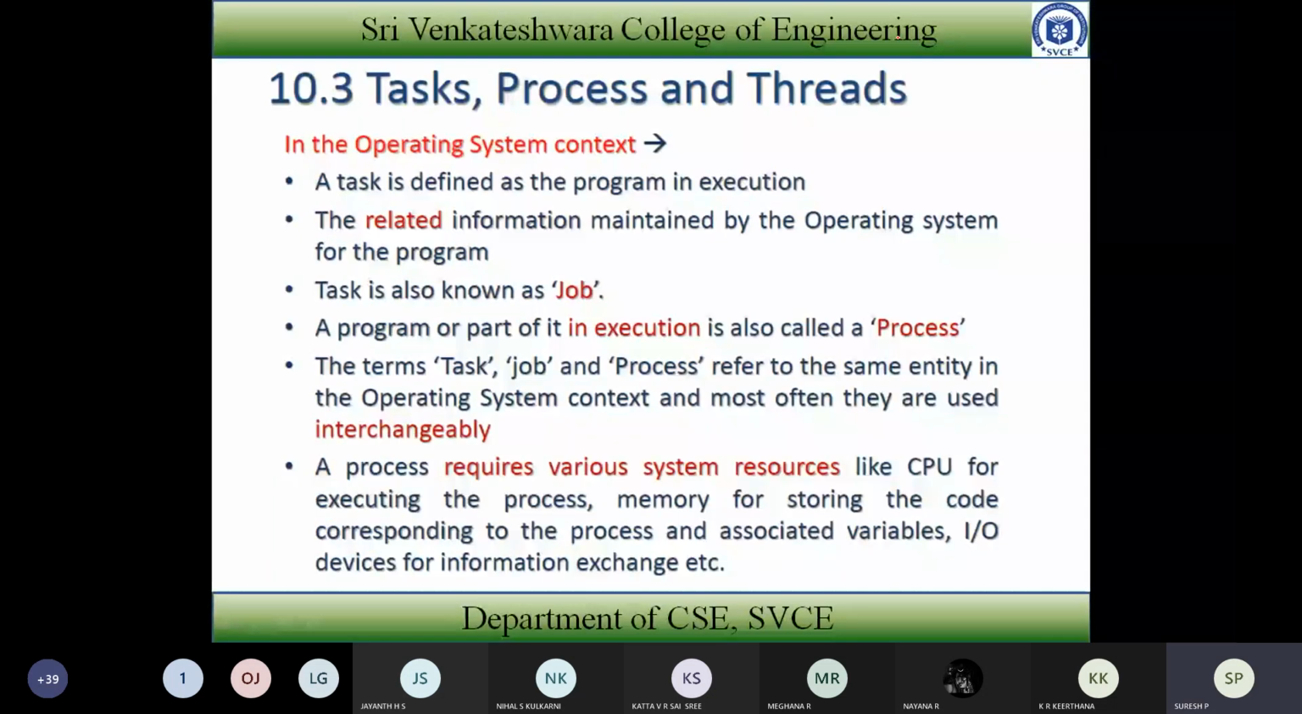After going through soft real-time systems and hard real-time systems, the next part we have to discuss is task processing threads. Does anybody have any doubt about soft real-time operating systems and hard real-time operating systems? Anybody having any doubt?